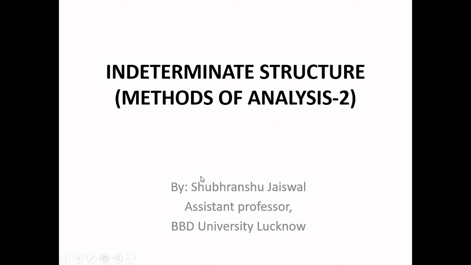So let us start. It is in continuation with the previous lecture, in which we studied some of the basic methods of analysis, for example the unit load method, the consistent deformation method, and the slope deflection method. So now we'll be studying some other methods of analysis for indeterminate structures.